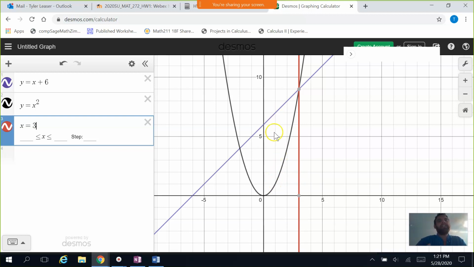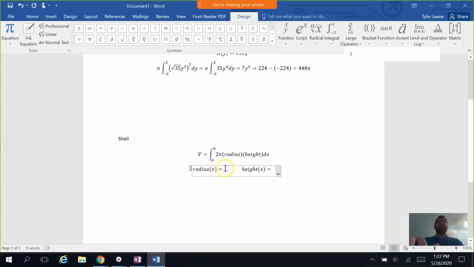If the slice is located at x, then the radius has to go from that location x to the axis of rotation, which is here at 3. So if my x was located at 1, I would need it to have a radius of 2, which means to find the radius, we're going from the axis of rotation minus the location of the slice x. So the radius of my cylinders is going to have a distance 3 minus x.